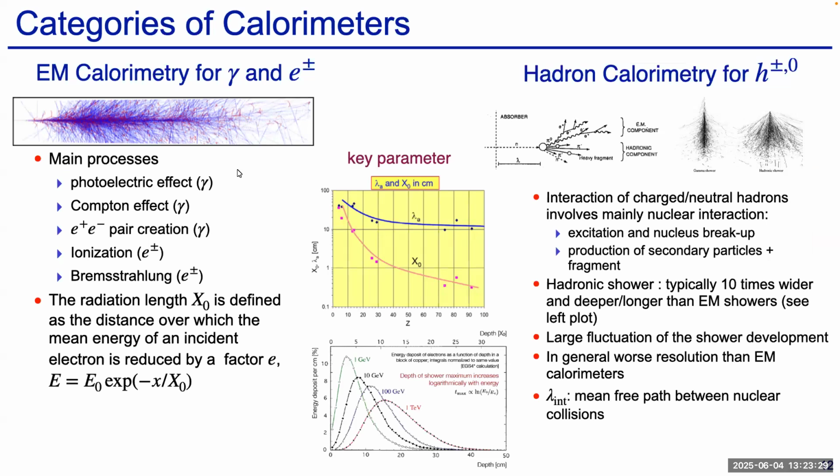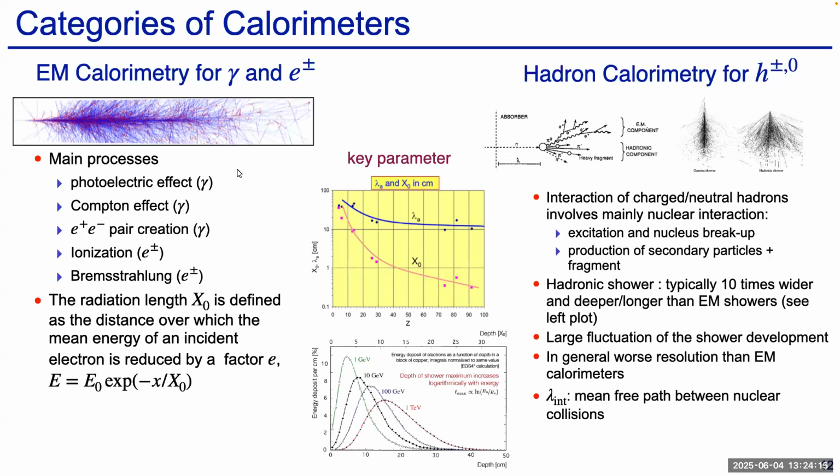There's a couple of processes which affect electrons and photons if they hit a calorimeter. There's the photoelectric effect, the Compton effect, pair creation, ionization, Bremsstrahlung. And they all add up in a very complicated way. For those of you who have the particle data booklet, you can look it up. And you see these graphs, which process dominates at what point. Bremsstrahlung usually, pair creation at higher momentum, and so forth. The key, what every physicist should know, is the radiation length. The radiation length is defined as the distance over which the mean energy of an incident electron is reduced by a factor of e.